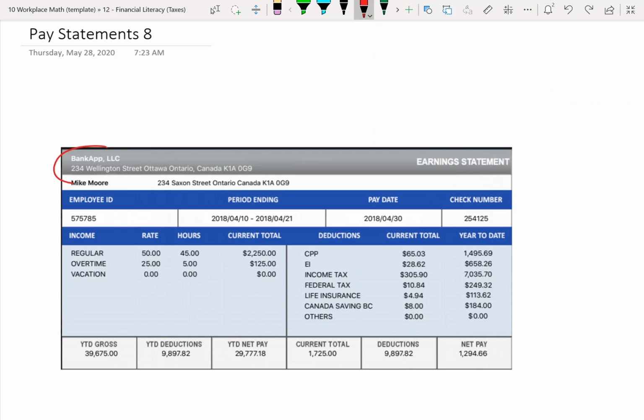Okay, so first thing at the top is the company, whoever you work for, that's your name, and usually it has an employee ID. That's important because that's how they keep you in the system, because sometimes there's more than one person with the same name. And then they got your address.